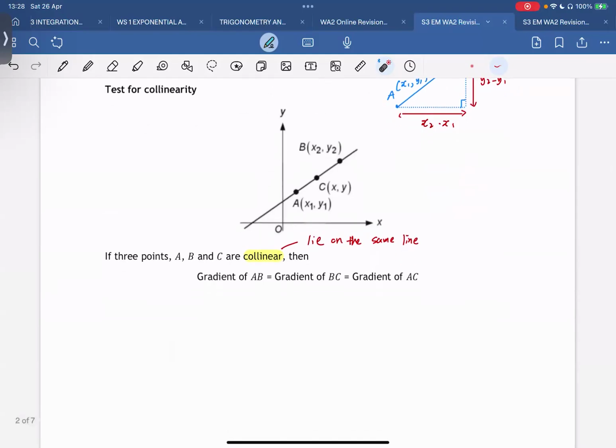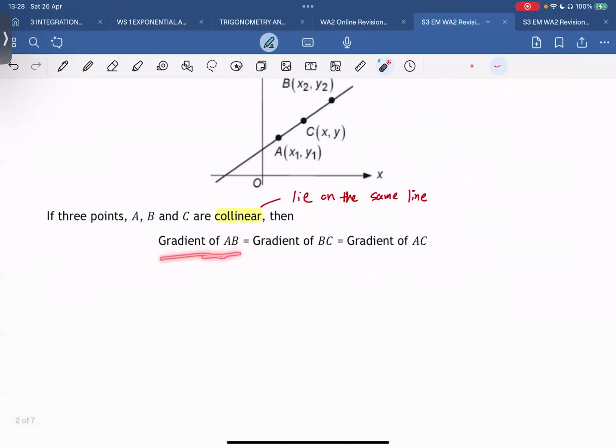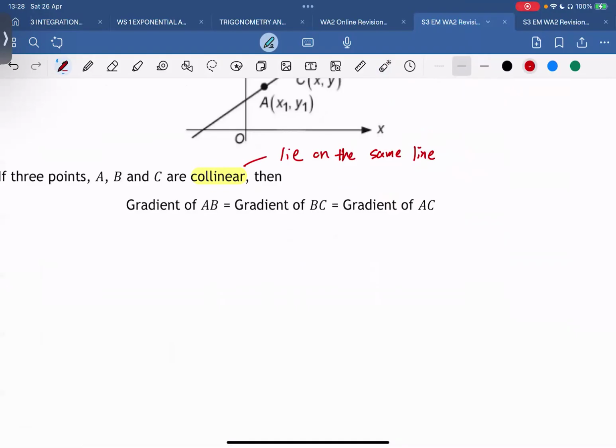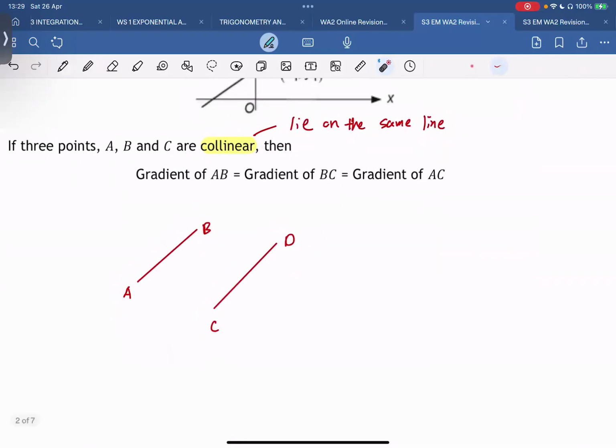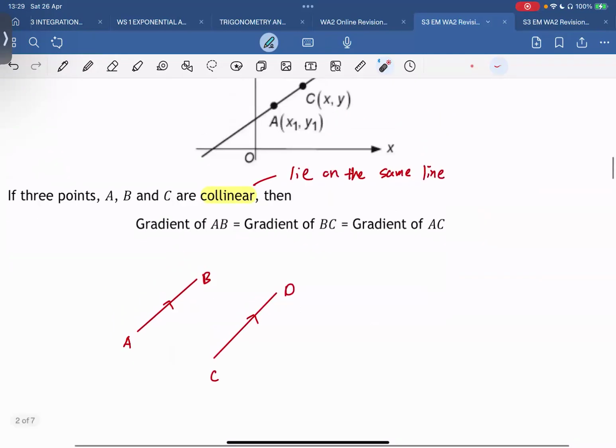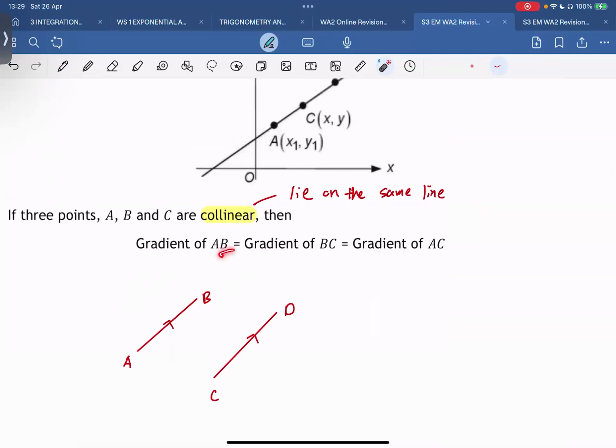But take note, the converse is not true. Meaning if the gradient of AB equals the gradient of BC, it doesn't mean that ABC is collinear, right? Because I can provide you a counter example. For example, line AB and line, sorry, CD. Apologies. So the point I'm trying to make is that, let's say you have two lines with the same gradient. We put AB and CD as parallel. This does not always mean that A, B, C, and D lie on the same line. In order for the 3 points to be collinear, there must be a common point. In this case, if we compare AB and BC, the common point will be B. If we compare AB and AC, the common point will be A.